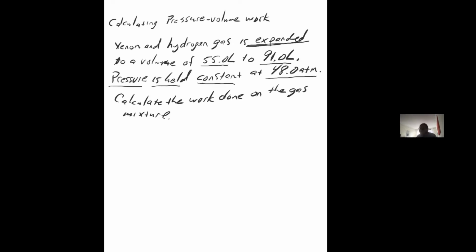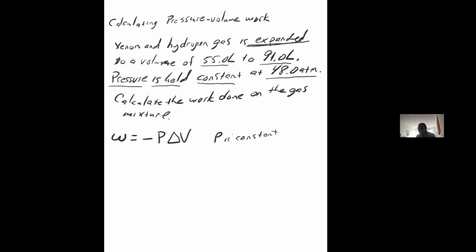So it says to calculate the work done on the gas mixture, okay? Well, since the pressure is constant, we can use this equation here, minus P delta V. Okay, so this assumes that the pressure is constant.